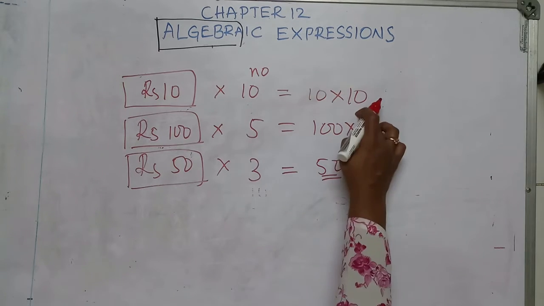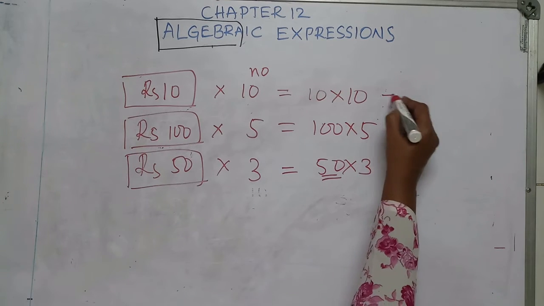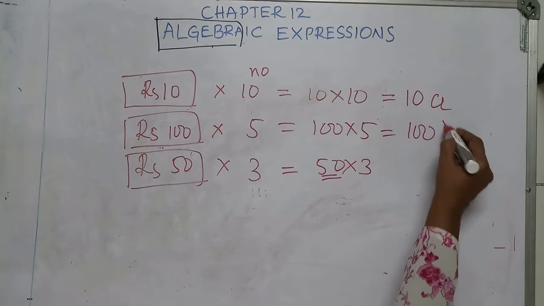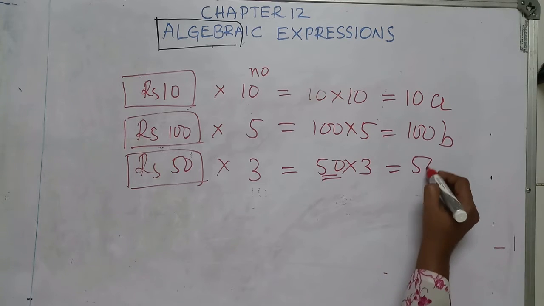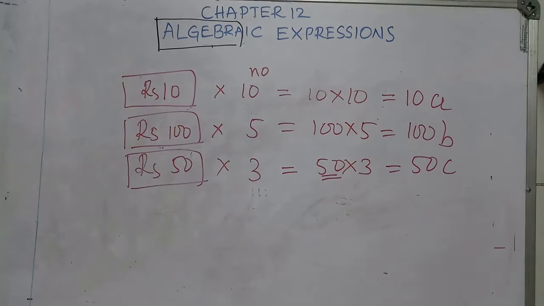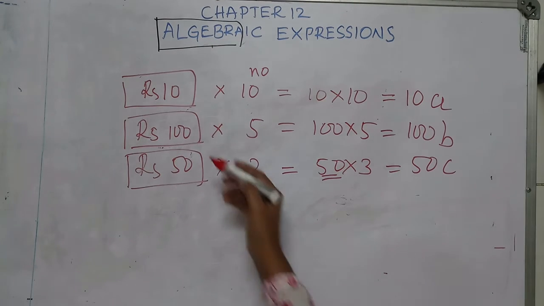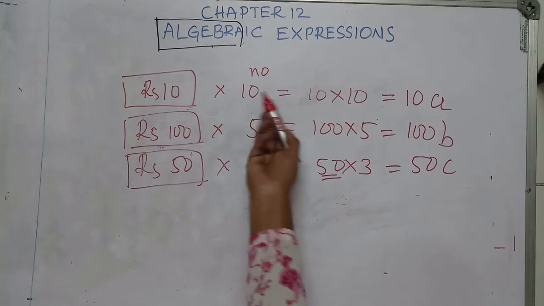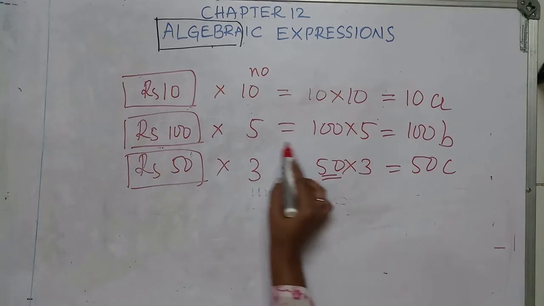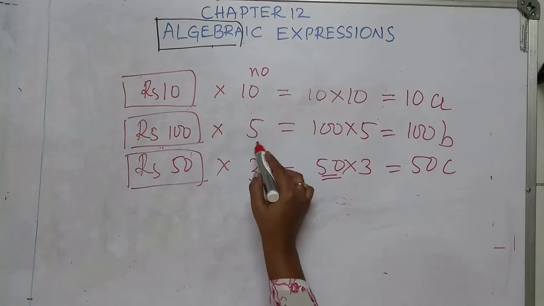You can make the counts as A, B, C here. They will change accordingly. If instead of 10 notes I have 11, I can replace it with A. I can write this as 10A, 100B, and 50C. These A, B, C will change according to the number of notes you have. Like for the 10 rupee notes I may sometimes have 11, so I can replace A with 11 here.